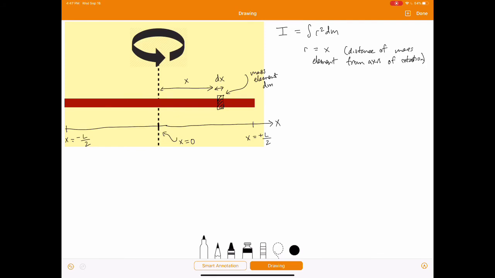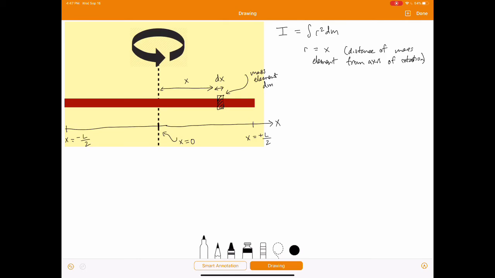That's given by x here. And now let's think about how to write an expression for dm. In other words, I want to write an expression for dm, the amount of mass that's contained in that little segment, in terms of x, okay? Because I want x to be the variable that we eventually integrate over.